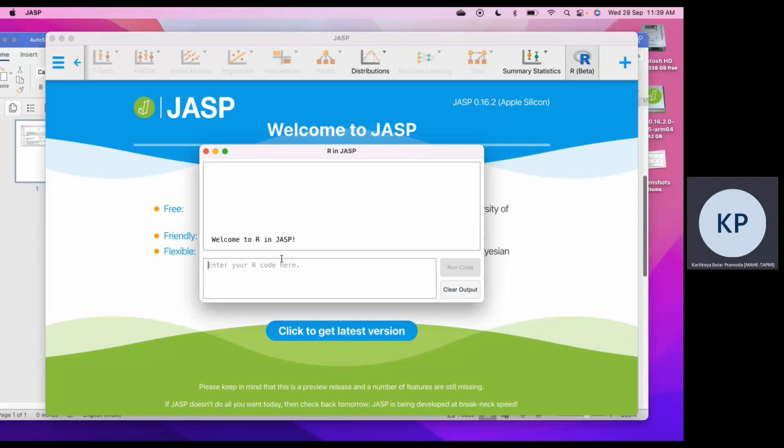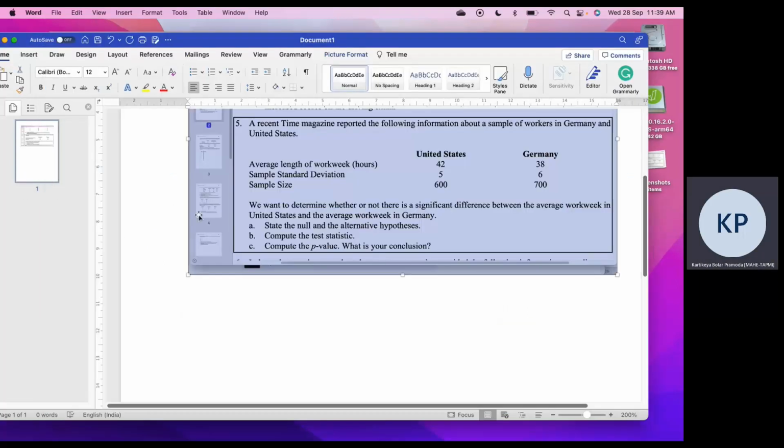So we'll make use of this to solve this type of problems where you don't need to construct your data set and upload it in JASP, which typically is the case when it comes to JASP. So let's have a look at the data first. You can see that the average length of work week for United States is 42 with a standard deviation of 5 and sample size of 600.